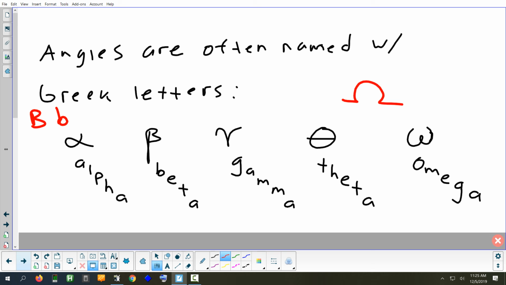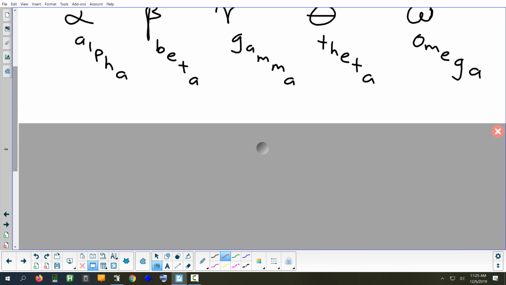But just like in English, sometimes a capital and a lowercase can look the same. Like the letter C in English. They kind of look the same unless you have other letters around it to see the size. But those are the ones we use. All right. So Greek letters are used a lot.